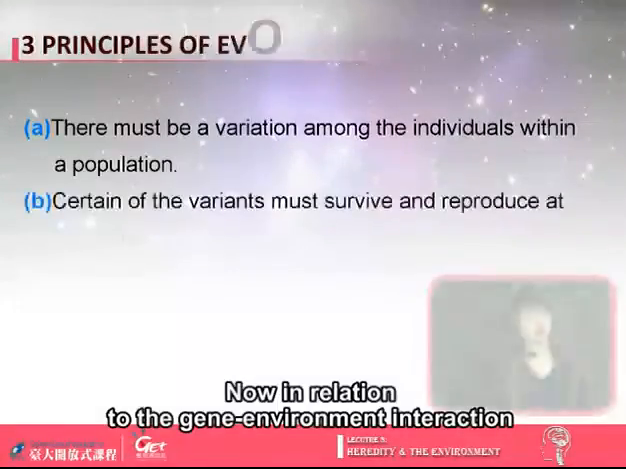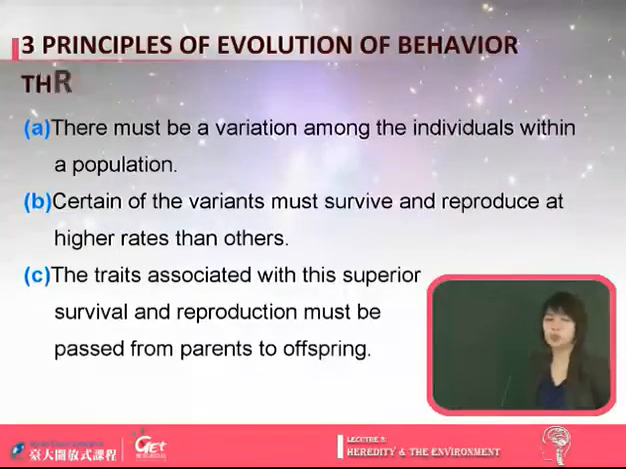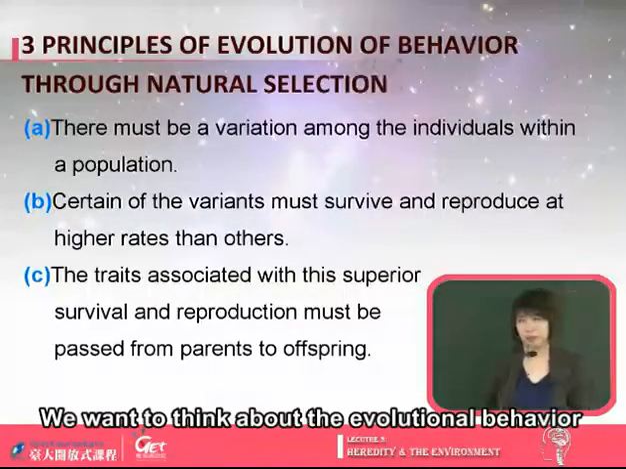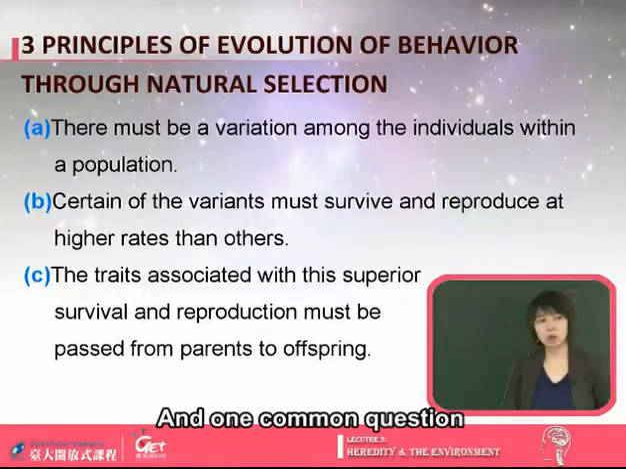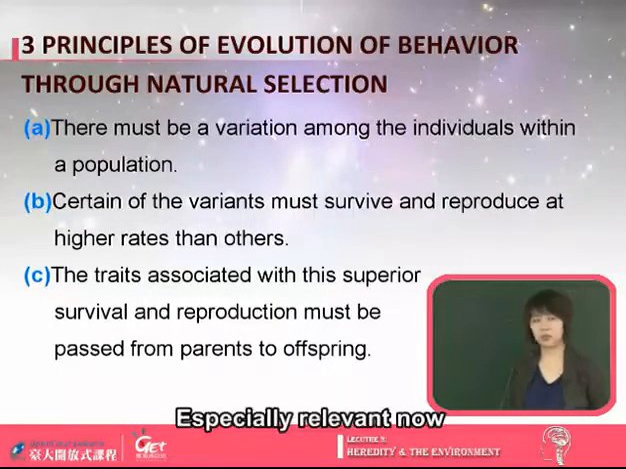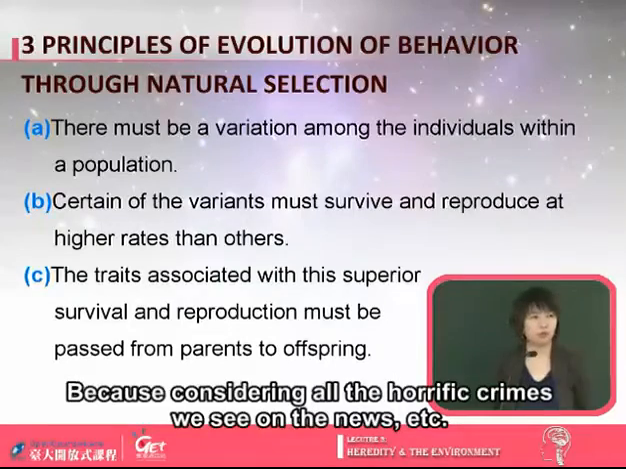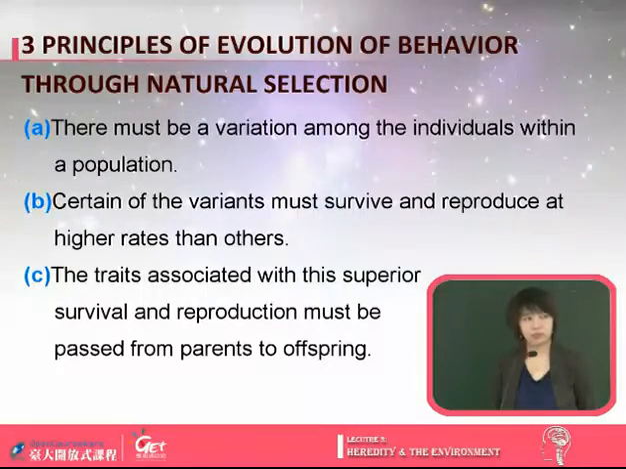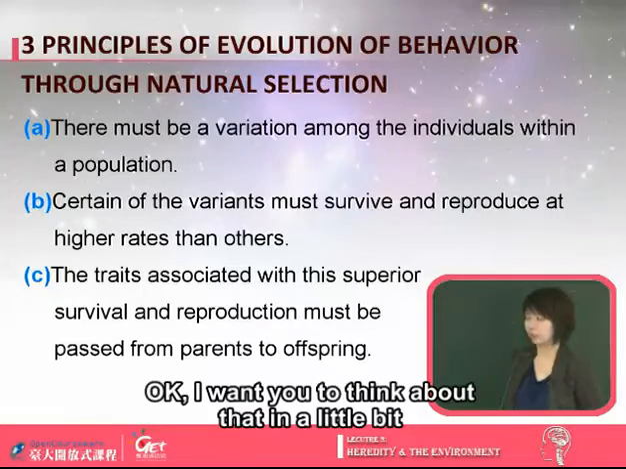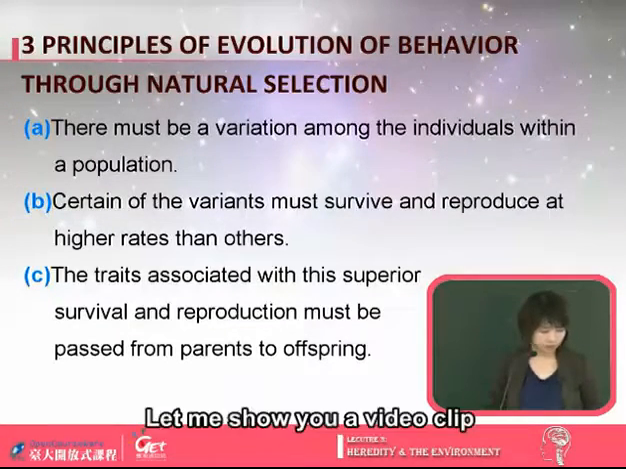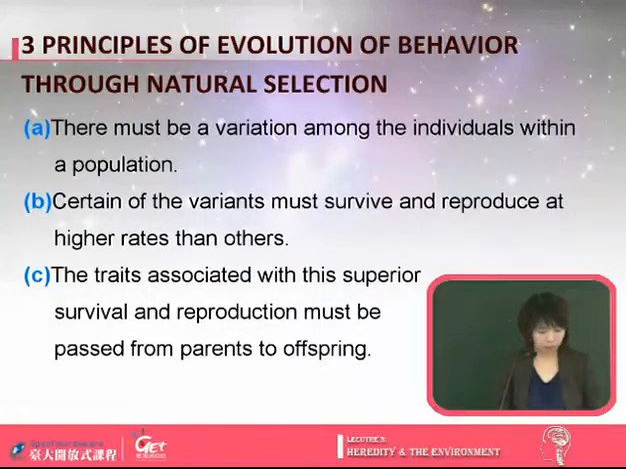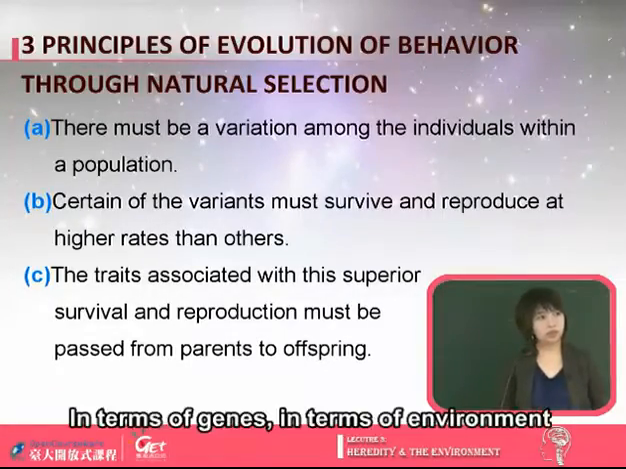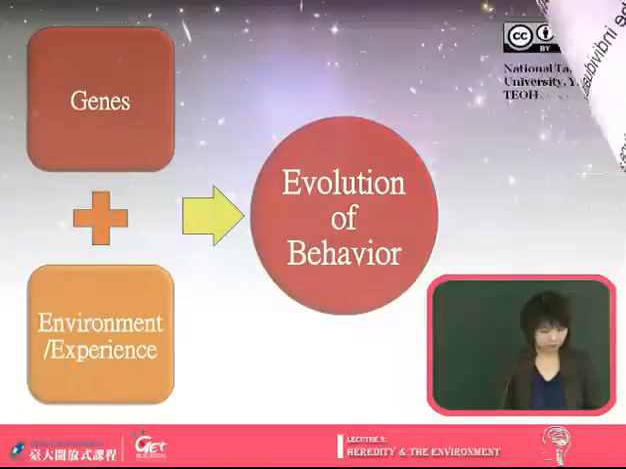Now, in relation to the gene-environment interaction, we want to think about the evolution of behavior. And one common question, especially relevant now considering all the horrific crimes we see on the news, is: why are we, on average, more aggressive now than previous generations? Okay, I want you to think about that a little bit. But before I show you that, let me show you a video clip, and I want to hear what you think in terms of genes, in terms of environment.